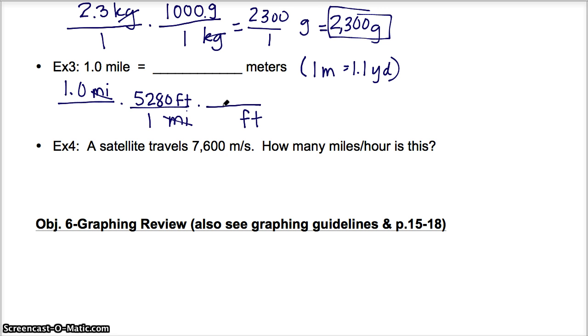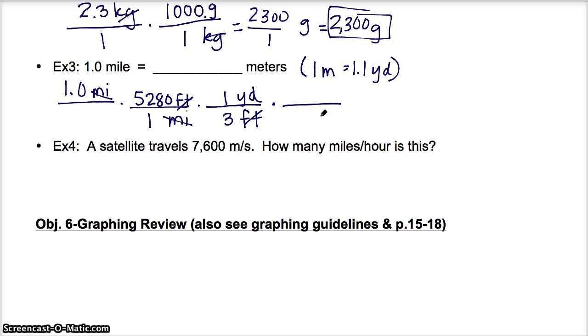So we got feet down here. Well, what do we know about feet? We know 3 feet make up 1 yard. So we'll put the 1 by the yard. And there's 3 feet in a yard. You can see the feet cancel. Notice I'm not multiplying anything yet. Nothing. We're just writing conversion factors.